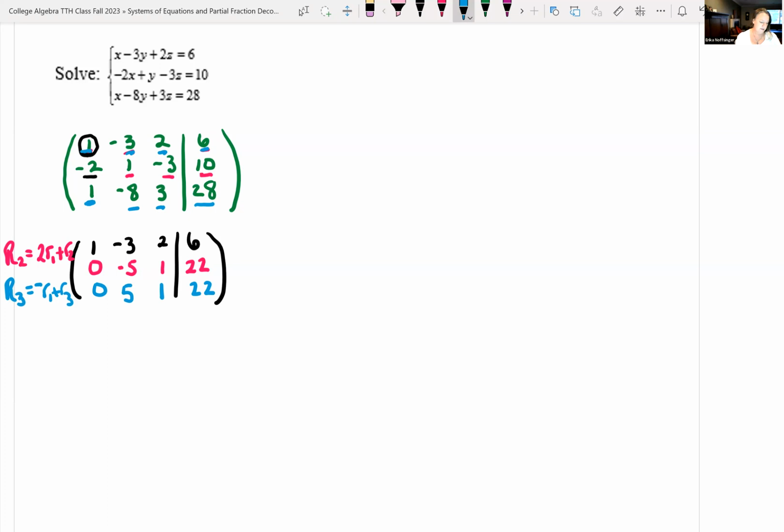I'm just checking to make sure that I did everything right. Okay, looking at my third row and this 5. If I did negative 1 times this negative 3, that's positive 3. 3 minus 8 is negative 5.